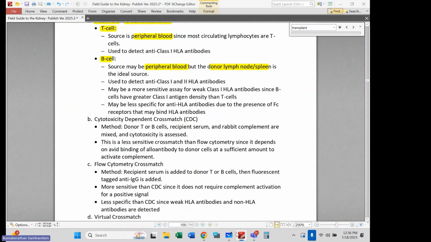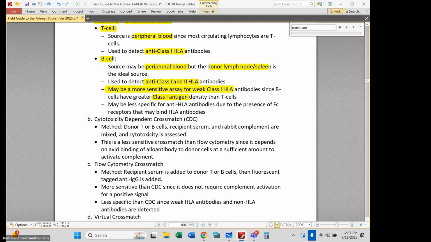Again, that's all summarized here. Your T cell crossmatch is used to detect antibodies to class 1 HLA molecules. Your B cell crossmatch can detect antibodies to both class 1 and class 2. And again, the B cell crossmatch may be more sensitive for weak antibodies to class 1 HLA, and that's because of the greater expression of HLA on B cells.